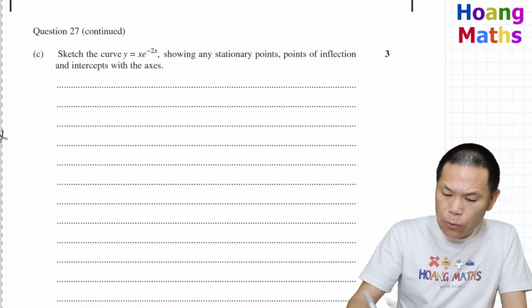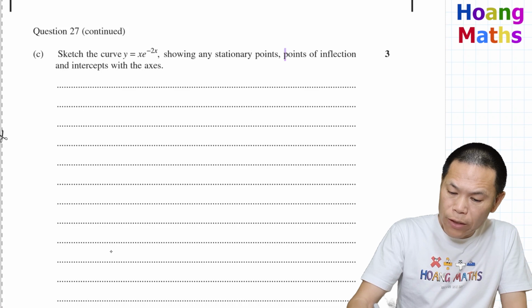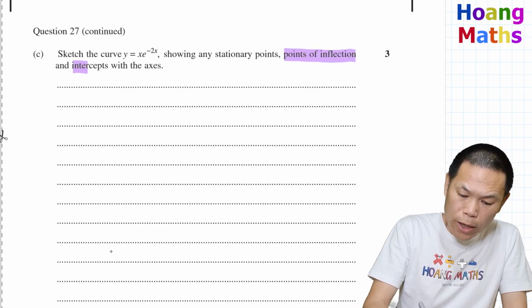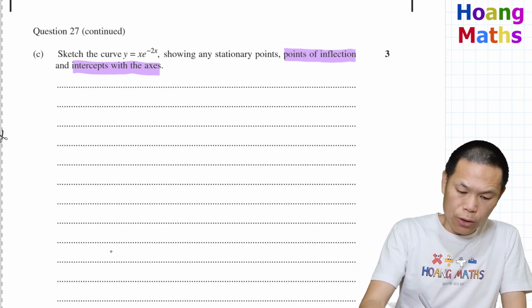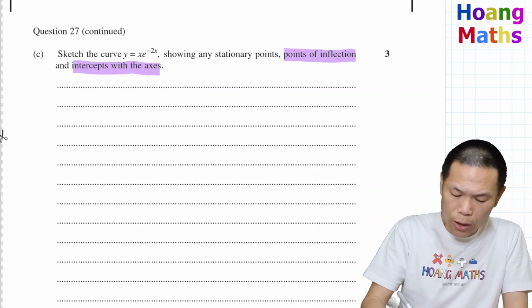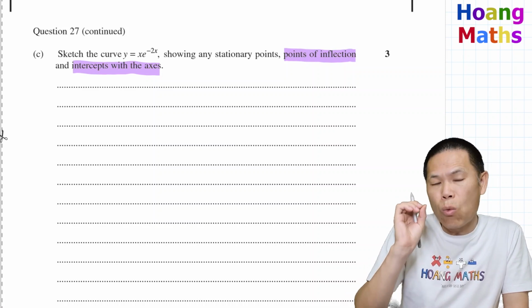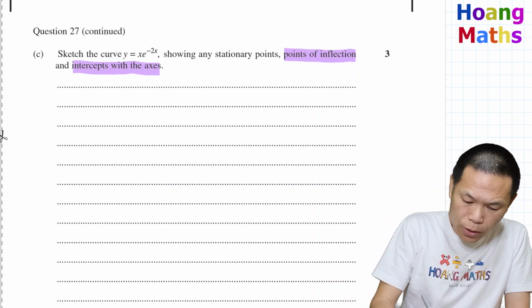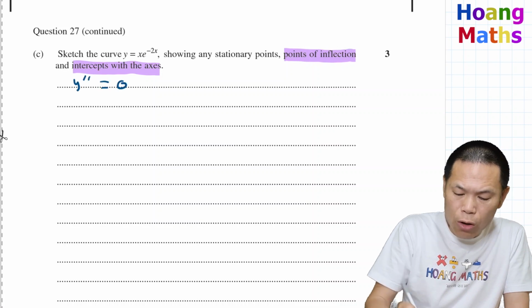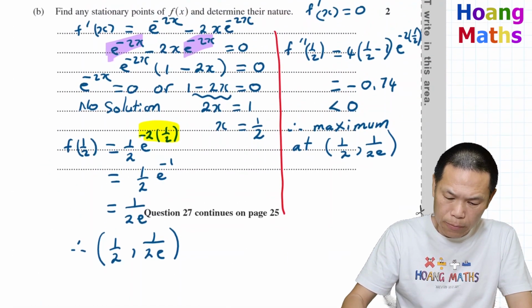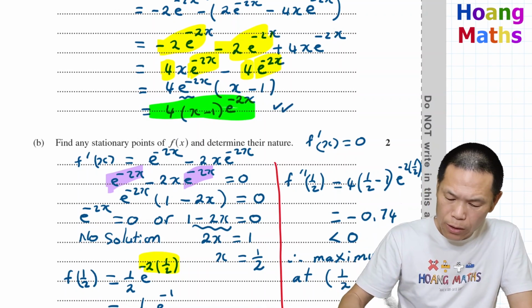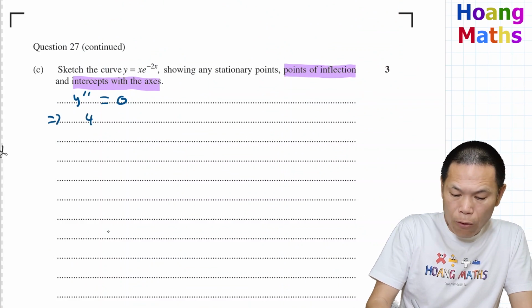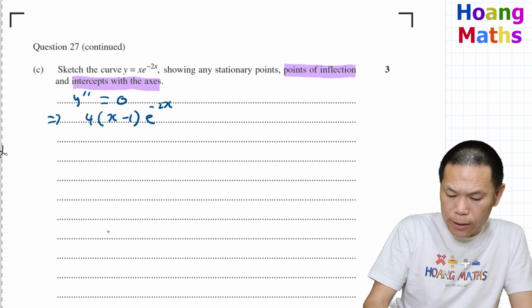To sketch this graph, we need to find the point of inflection first and then the x and y intercepts. Keep that in mind, because we already have the stationary point. So let's just find the point of inflection first. A point of inflection is when y double dash is equal to 0, and y double dash is here. So this is y double dash. Let me just write this down first. That is (4x minus 1) e to the negative 2x is equal to 0.